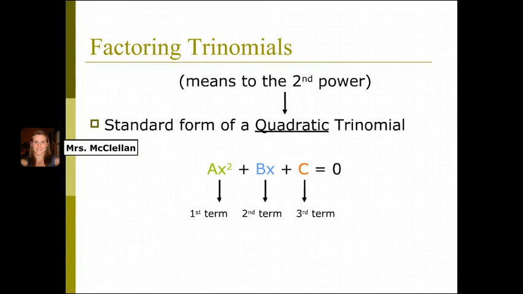The standard form of a quadratic trinomial is ax squared plus bx plus c equals 0. You could also say that it equals y. You might see it written either way.